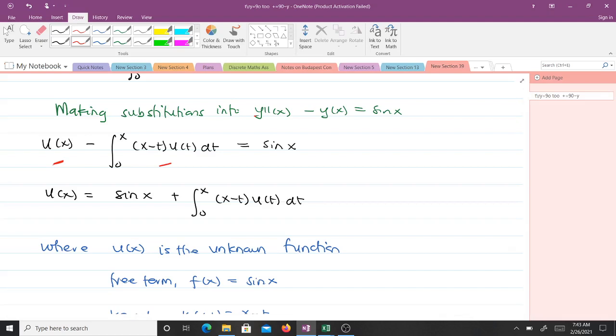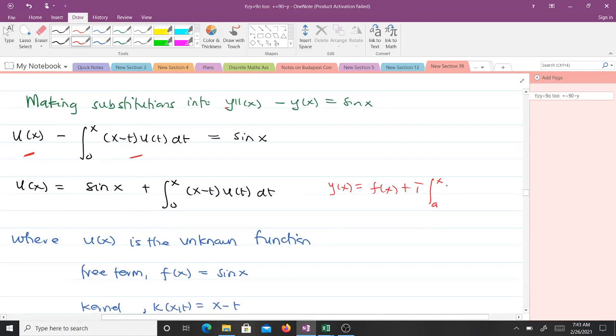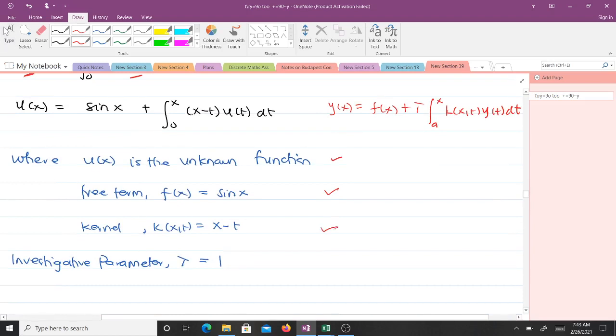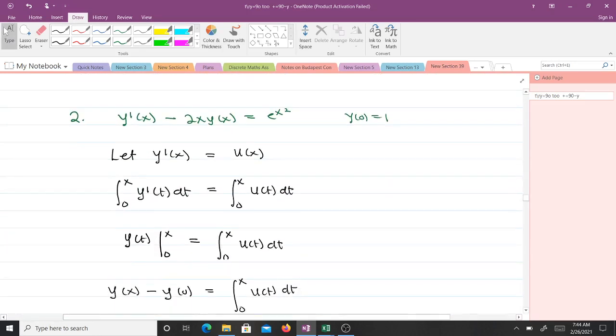So comparing this to the general form of an integral equation, y of x equals f of x plus lambda integral from a to x of k of x, t, y of t dt, we can say this is a Volterra integral equation. We can see that u of x is our unknown function, the free term f of x is sine x, and our kernel k of x, t is x minus t. And our parameter lambda is 1. So we have converted a second order ODE with initial conditions to a second kind Volterra integral equation.